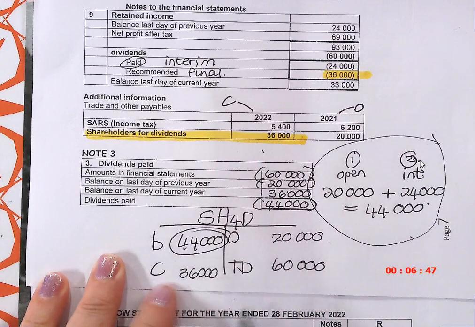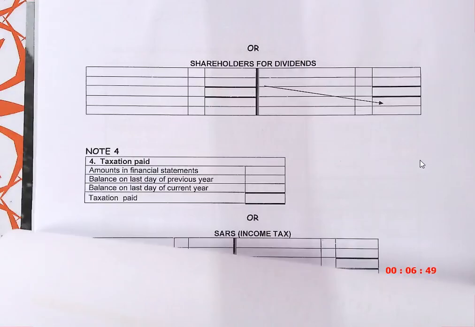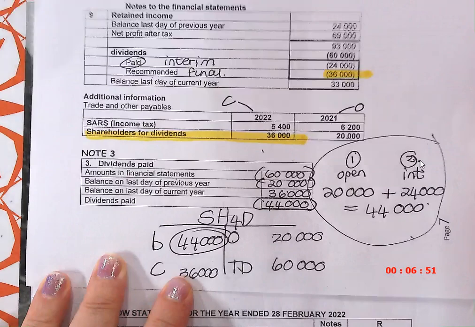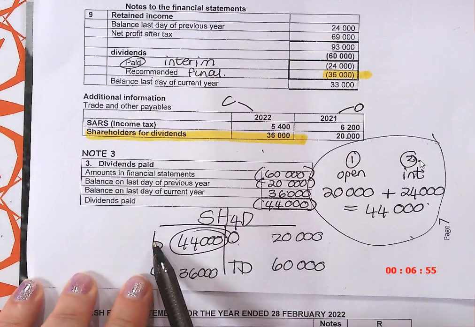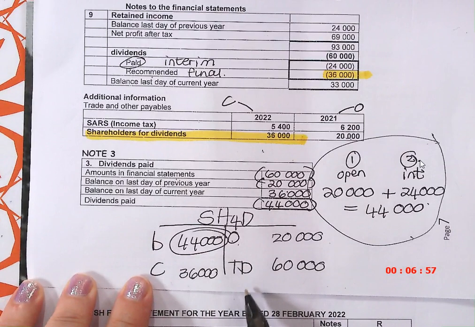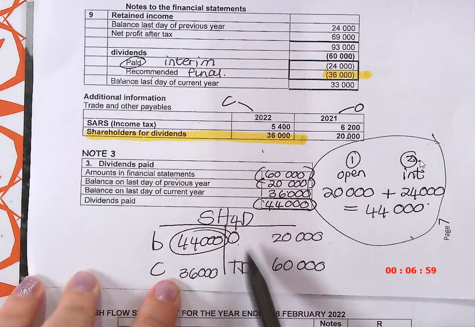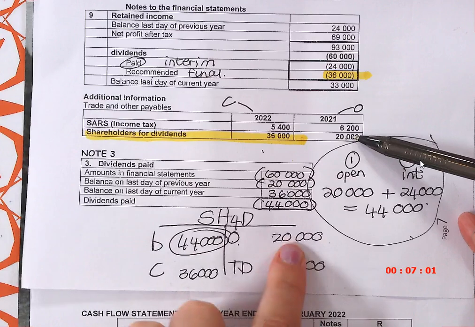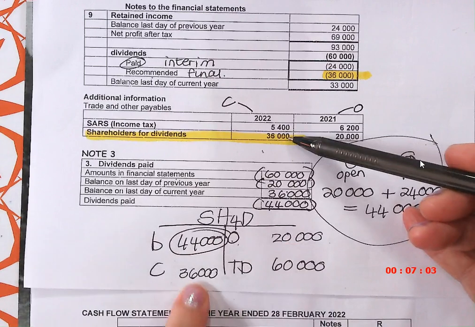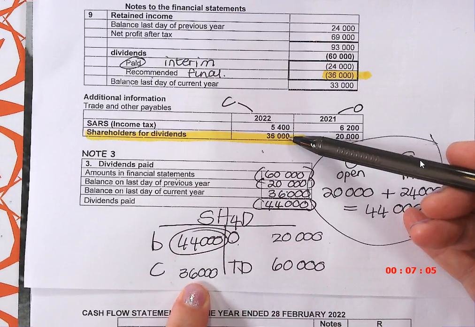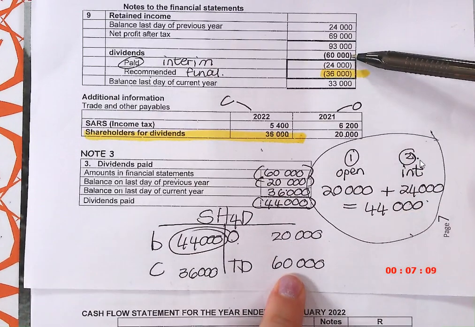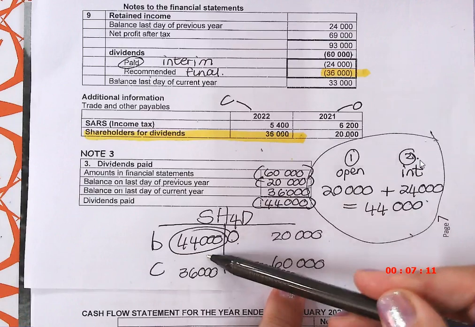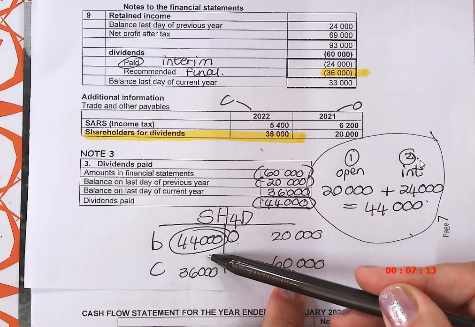The other method is the T account, which is that one. I somewhere did it here. Got an opening and a closing and a bank and a total dividends. Right? So the opening is 20. The closing is 36. The total is 60. So it balances on 44. Okay?